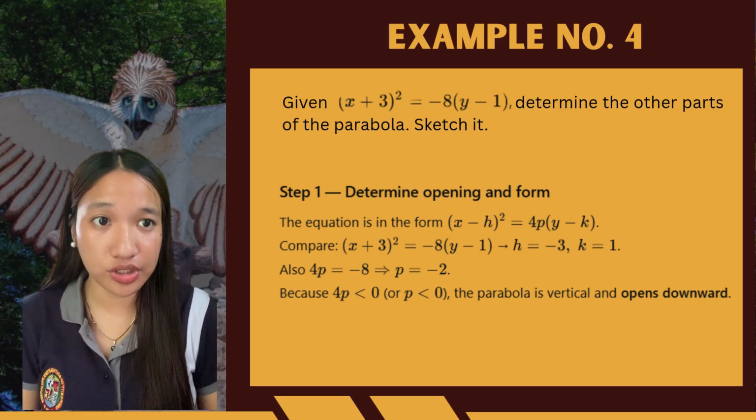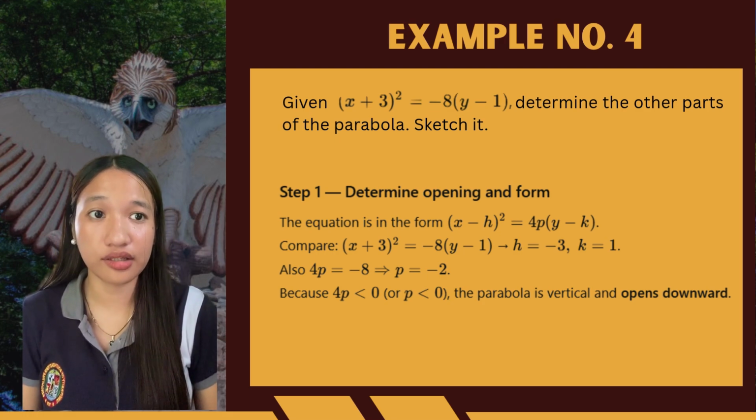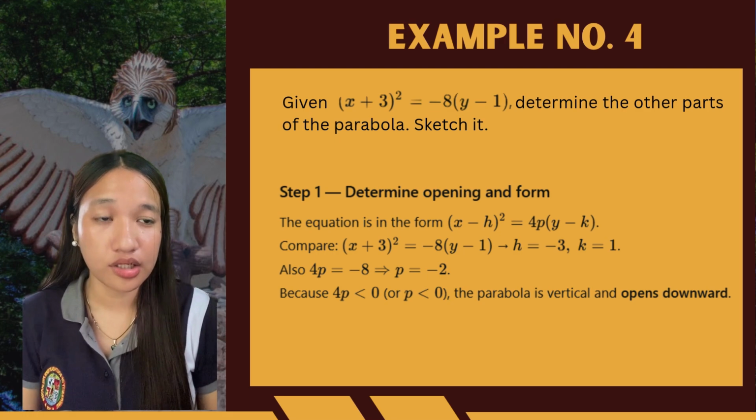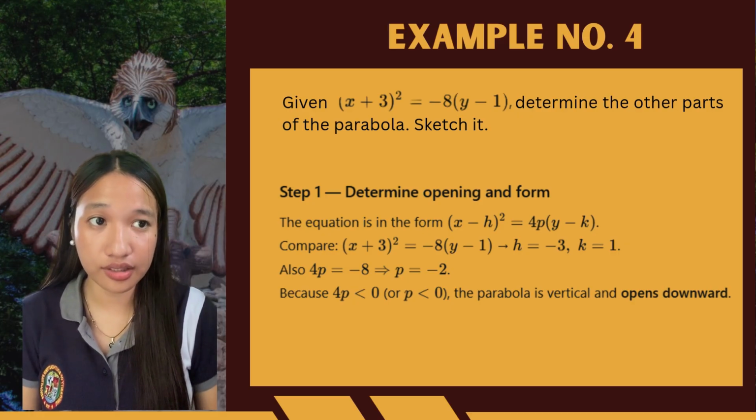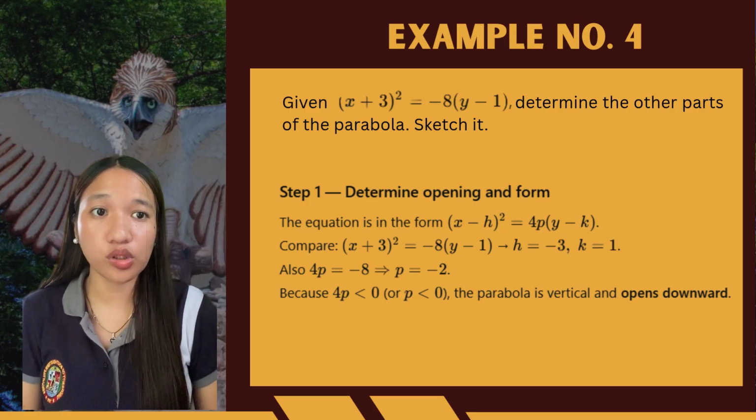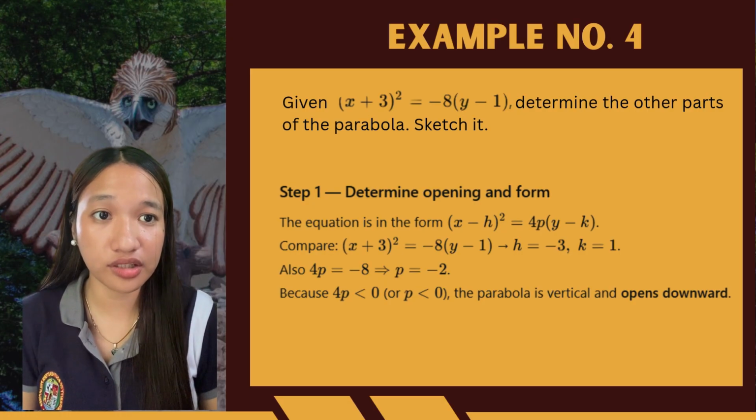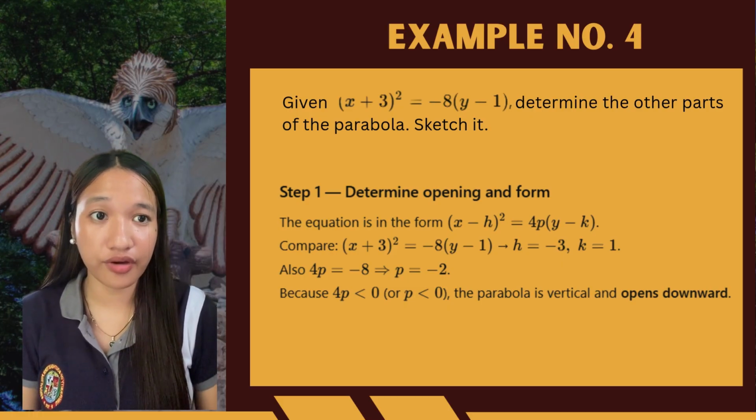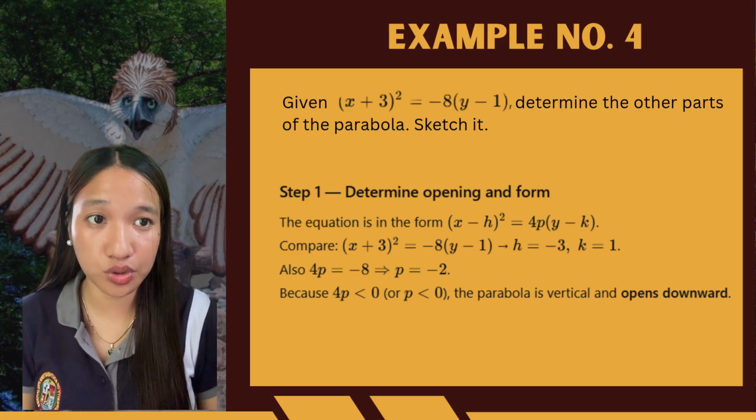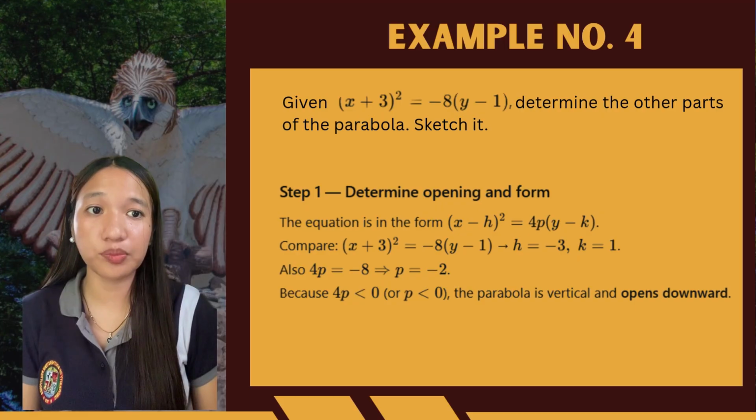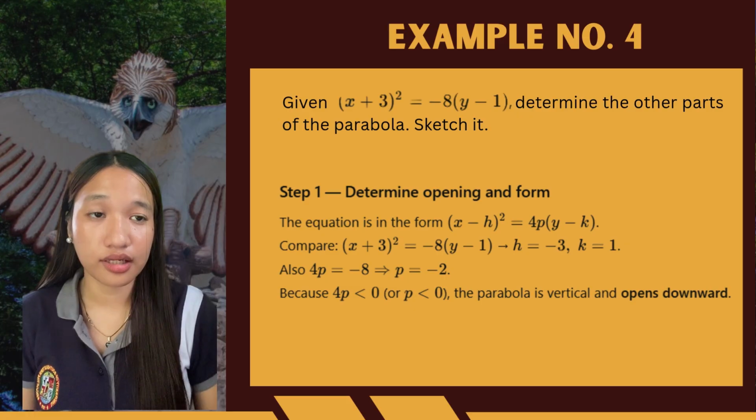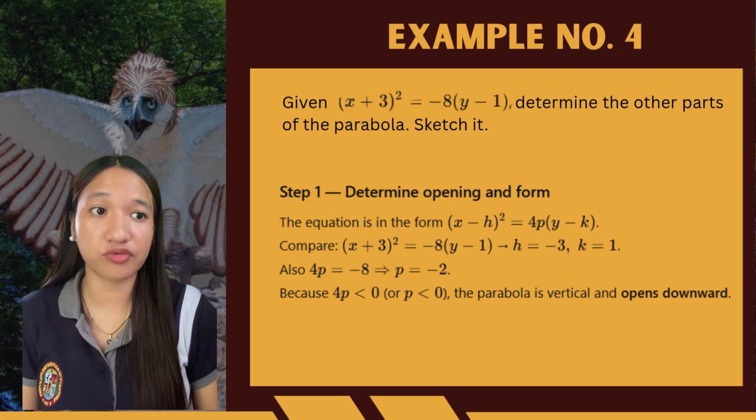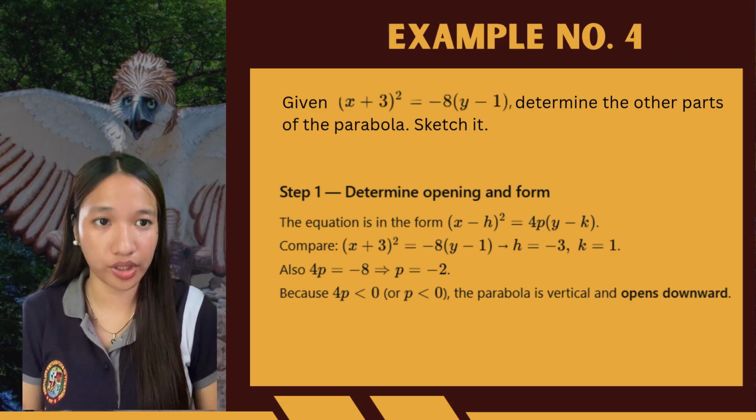So (x + 3)^2 = -8(y - 1). Our h there is equal to -3 and our k there is equal to 1. Also 4p is equal to -8. So 4p divided by 4 is equal to p, and -8 divided by 4 is equal to -2. Because 4p is less than 0, the parabola is vertical and opening downward.